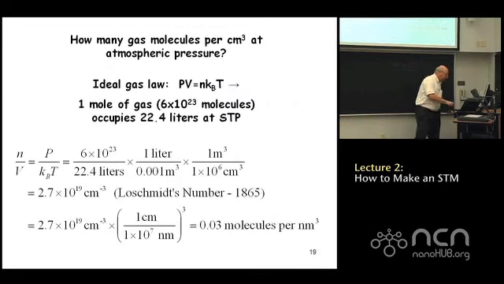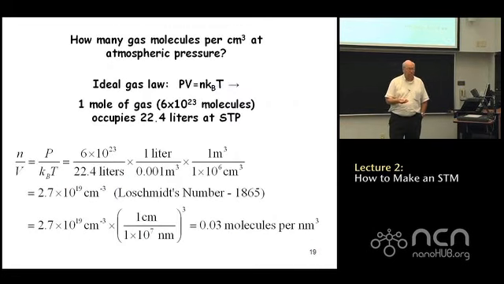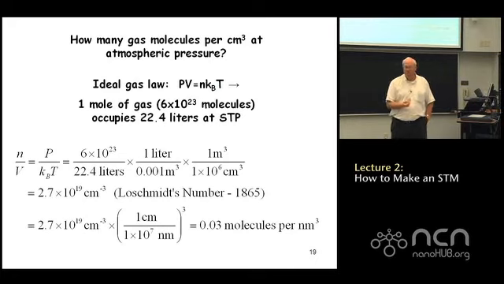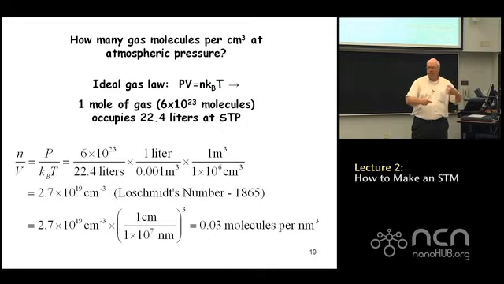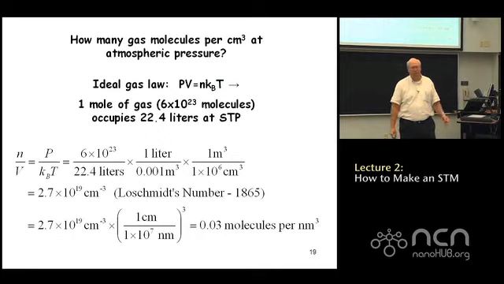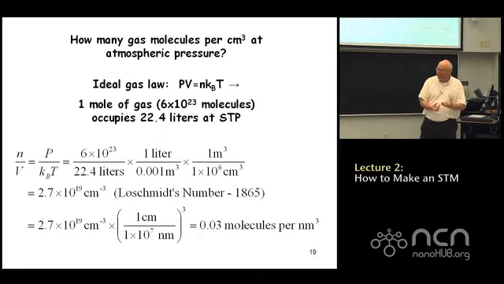That leads us to another question that was puzzling in the early days of STM. STM actually does work in air. And the question is, how can it work in air when there are all these gas atoms floating around, bouncing off the tip, bouncing off the substrate? Well, the simple answer is that if you just calculate the total number of gas molecules contained in a cylinder of volume 0.3 nanometers cubed, you get a number on the order of 0.03 molecules per cubic nanometer, right?